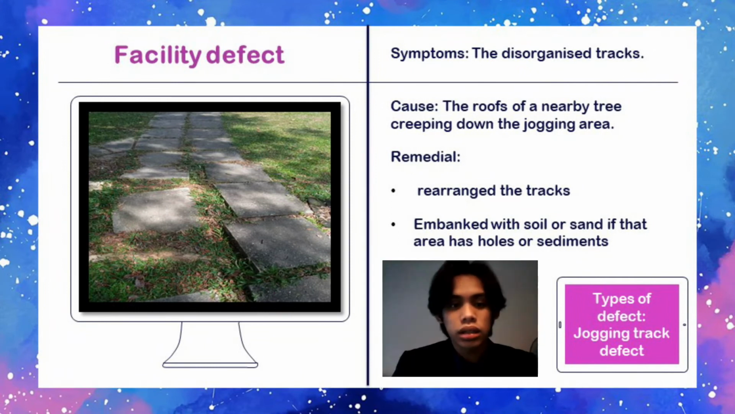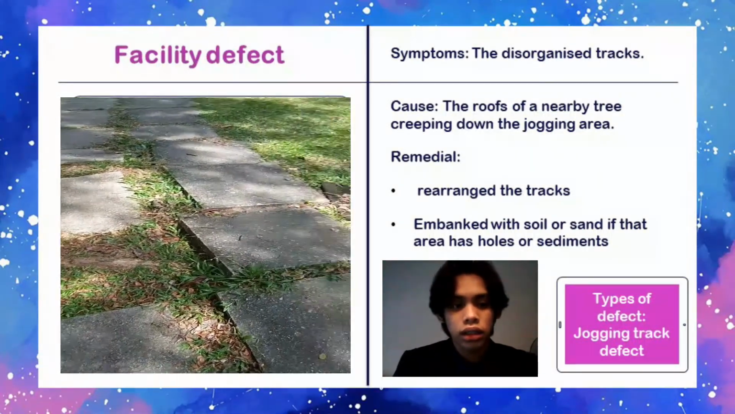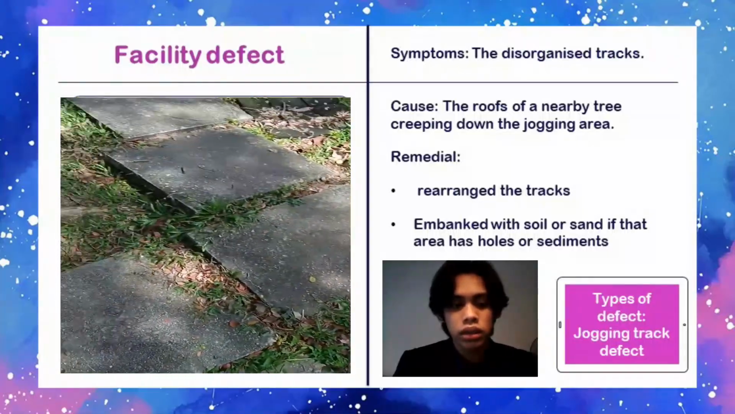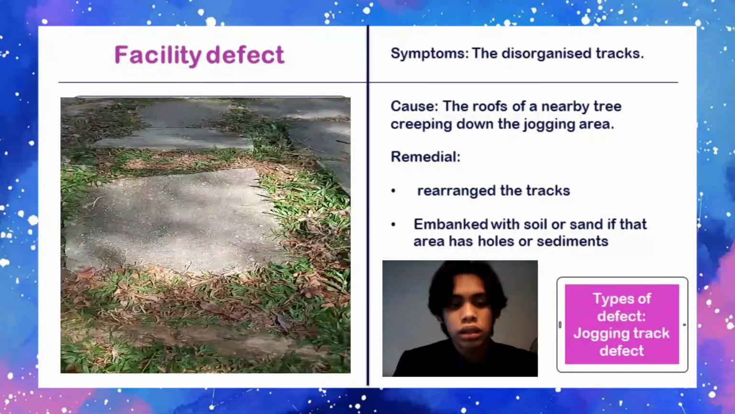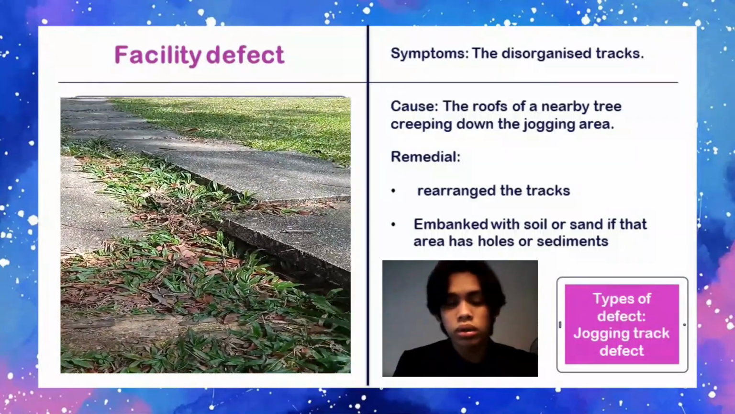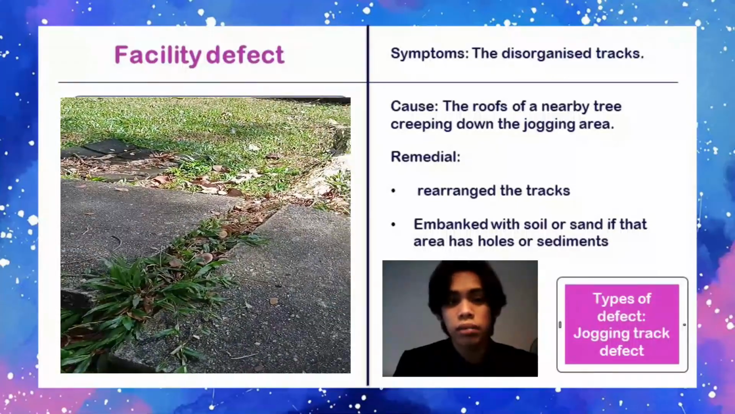So for this slide, as you can see, the name of the defect is facility defects and the type of defect is jogging track defects. This defect is located at the playground in the area of the block 3 apartments. The symptom shown is that the disorganized nature of the track can cause injury to those who jog on it. It can be dangerous.